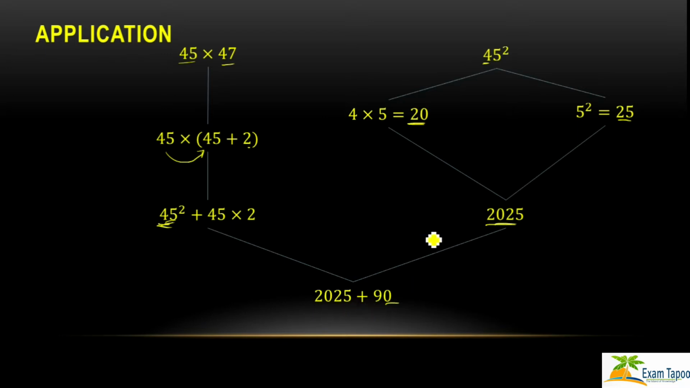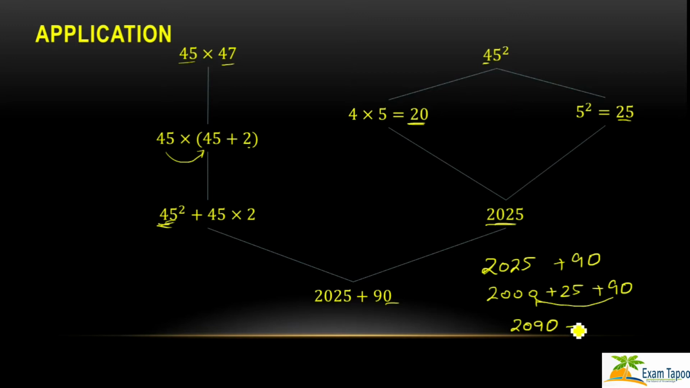I will tell you a very simple method. When you have 2025 plus 90, imagine this 2025 as 2000 plus 25, and plus 90. Now first add 90 to 2000. It will give you 2090. Now you have 25.